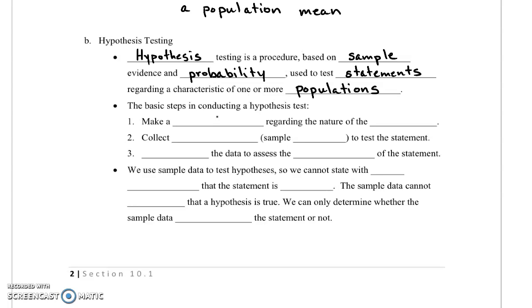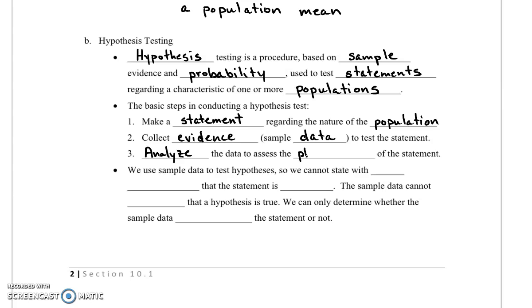The basic steps in conducting a hypothesis test are: make a statement regarding the nature of the population. Collect evidence, and remember, evidence comes in the form of sample data to test our statement. Then analyze the data to assess the plausibility of the statement.